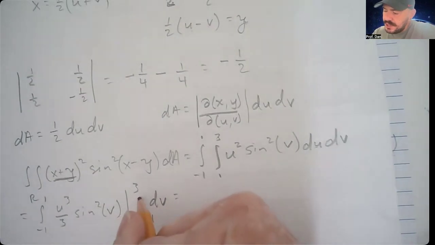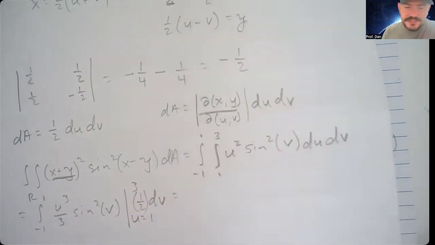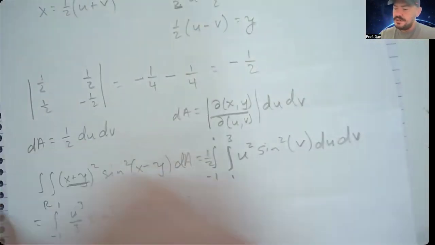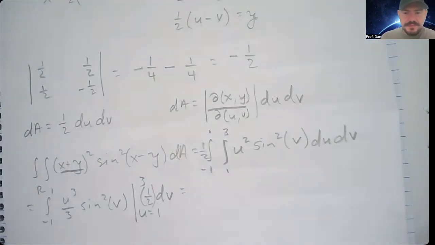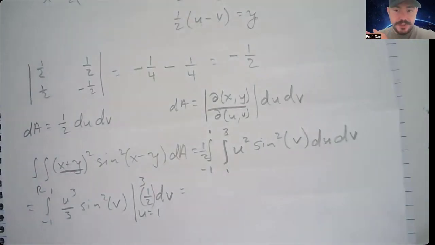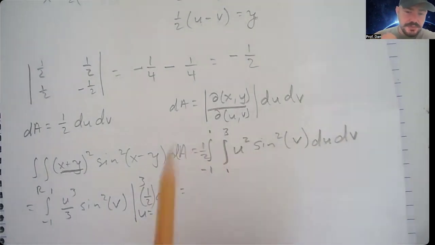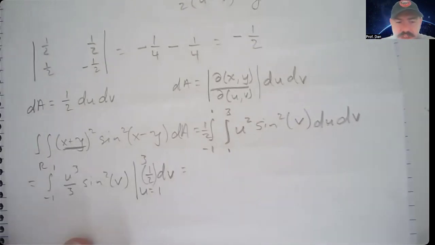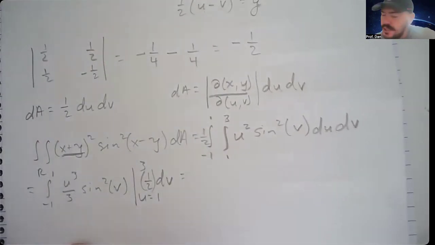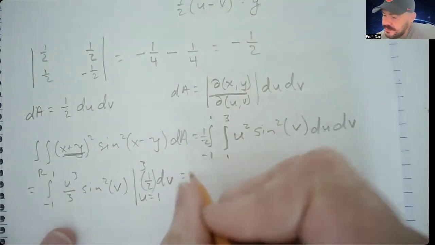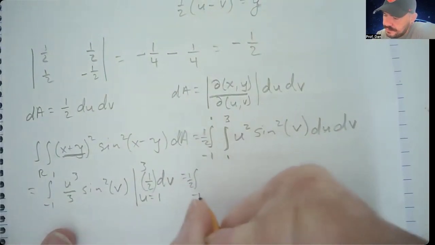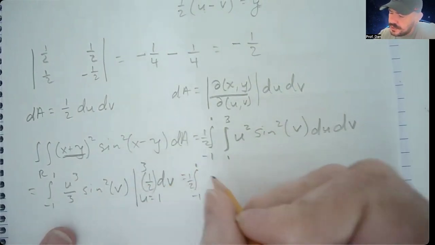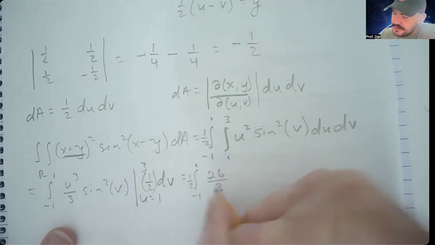Oh, and don't forget your Jacobian. So that 1/2 should have been out there as soon as we changed to u and v. You write your Jacobian in, or really the absolute value of your Jacobian, as soon as you write in terms of the new variables. So, where were we? If I evaluate this, that's going to be 9 minus 1/3, which would be 26/3.